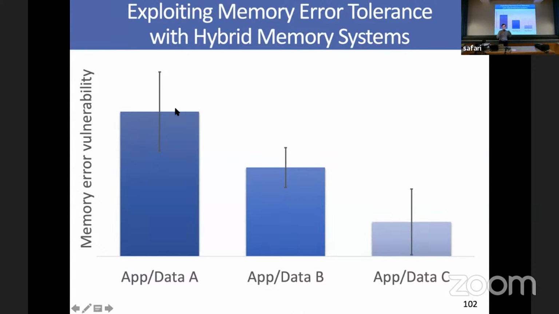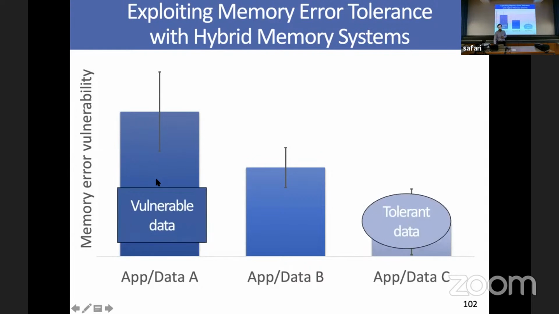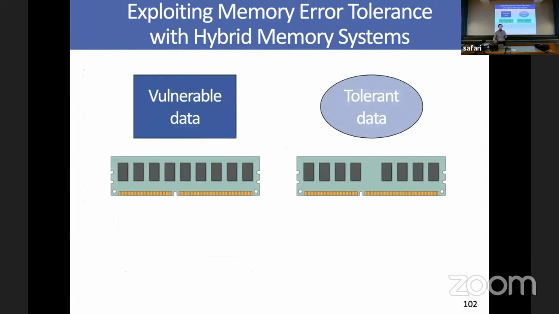So in the general sense, you can characterize your application and data, and you can basically find memory error vulnerability. For example, this data is not as vulnerable to errors. If you get bit flips, for example, in your data, you don't lose that much correctness. Here, you may be completely vulnerable. You get completely useless results, right? So if you can characterize your application such that in the abstract way, some data is vulnerable, some data is tolerant to errors. And you can imagine different shades of gray over here, right?